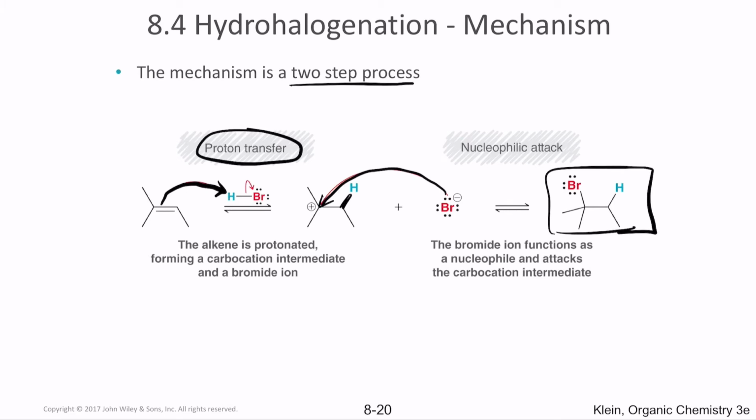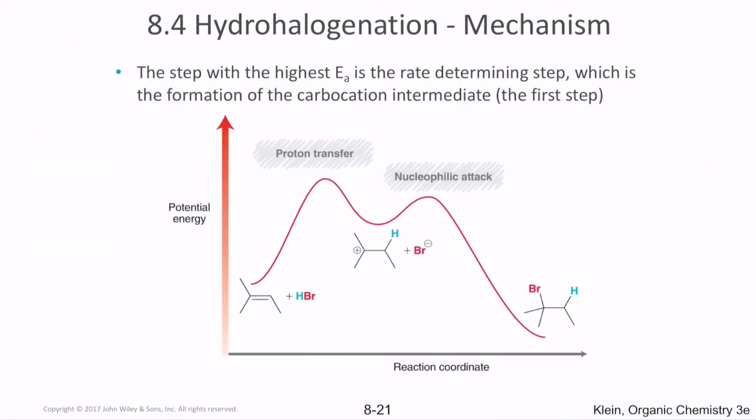The second process is the nucleophilic attack. So this is the common process that you generally have seen already. Now the step with the highest activation energy will become the rate determining step. Here that step is the formation of the carbocation. So the proton transfer process is the process that involves the higher activation energy. So that is the one that decides the rate of reaction. So unless the proton transfer occurs, the reaction will not go further. So this is the idea behind hydrohalogenation.